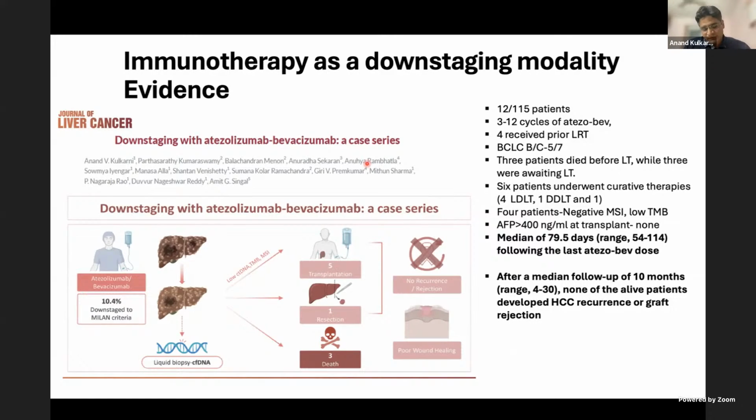There is one case report from Bangalore by Dr. Pramod, which has been published in the American Journal of Transplant. And there is also one more case report which is published in the Frontiers journal. Again, a single case report. This is the largest series as of now.